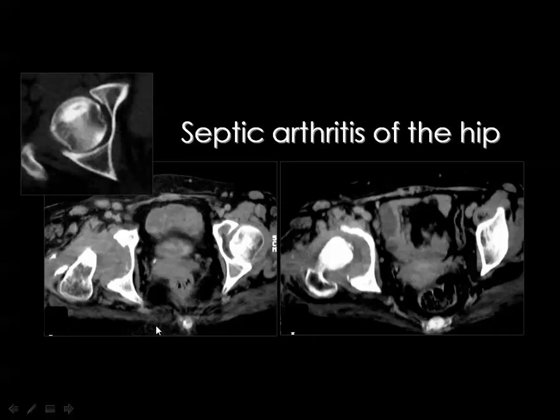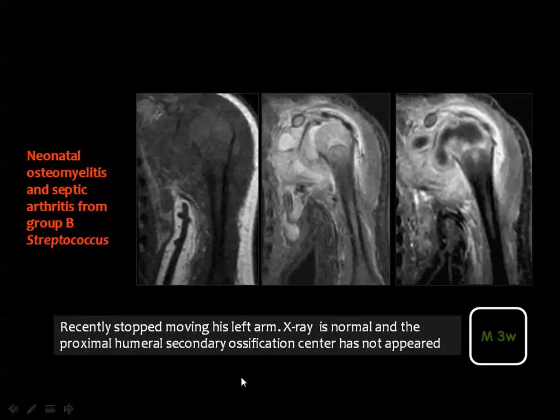But here in this case, the right hip joint is inflamed. The joint space is markedly narrow, markedly widened. There is diffuse bone sclerosis, irregularity, and collapse of the femoral head, and the joint capsule or the joint space is obliterated by this enhancing inflammatory granulation tissue.